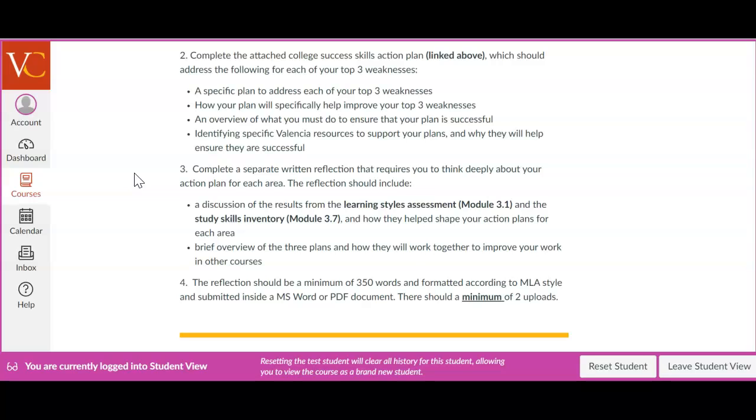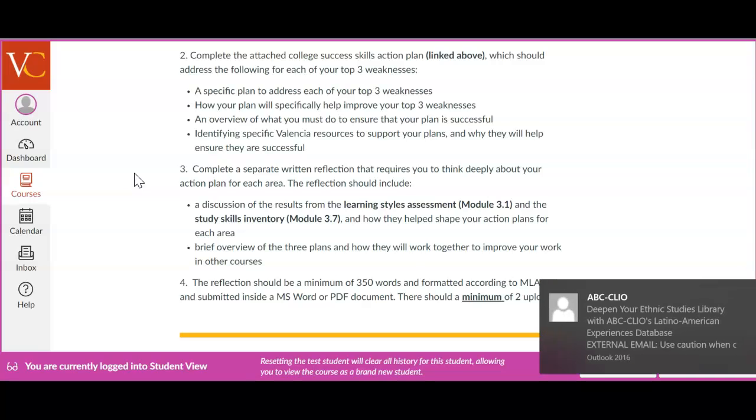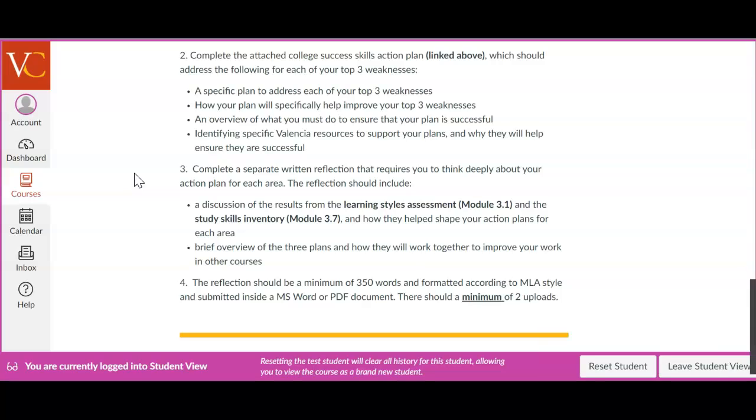So in the written discussion, you're going to tell me what kind of learner you are. Sorry, my little email pop up there. And then you're going to attach the College Success Skills Plan based on the study skills inventory. And then you're actually going to write, now here's where you get involved, a paragraph on each of the areas of improvement and what you actually plan to do and how that's going to improve your work in other courses.